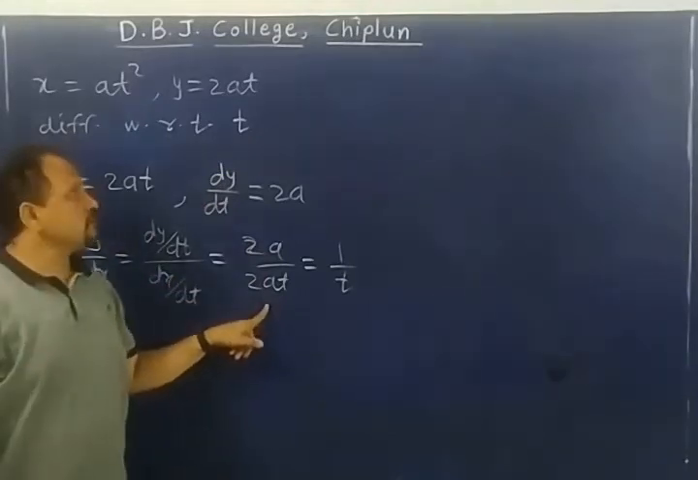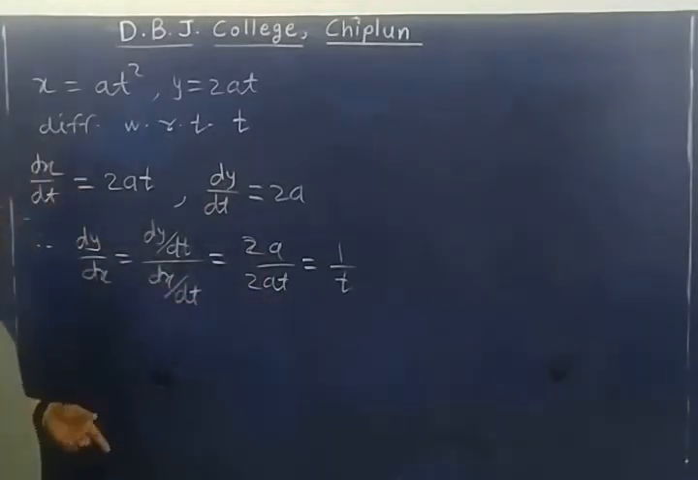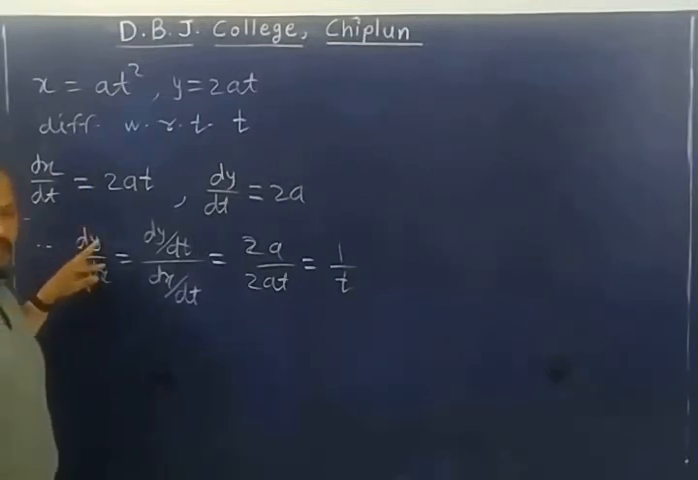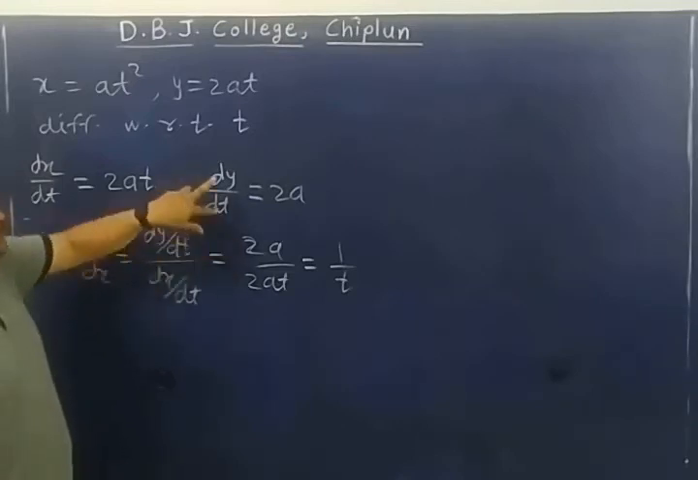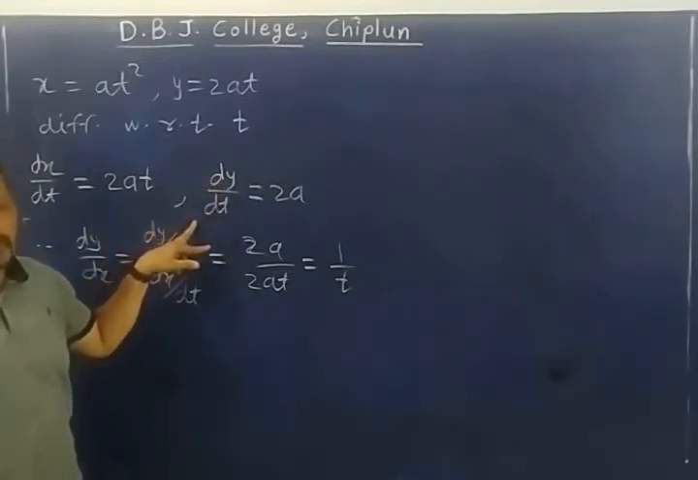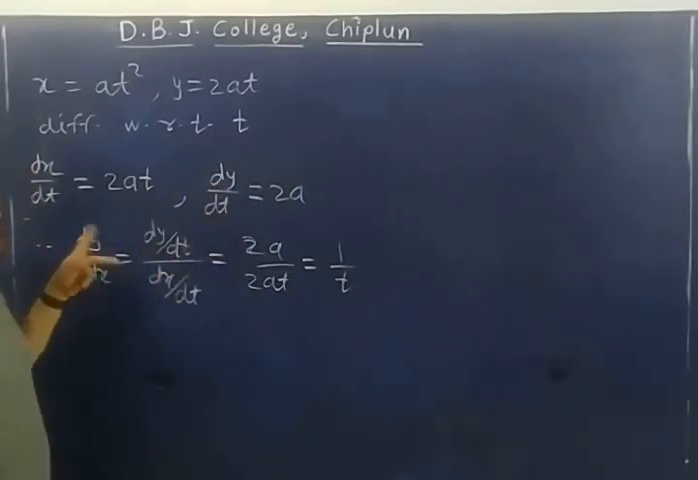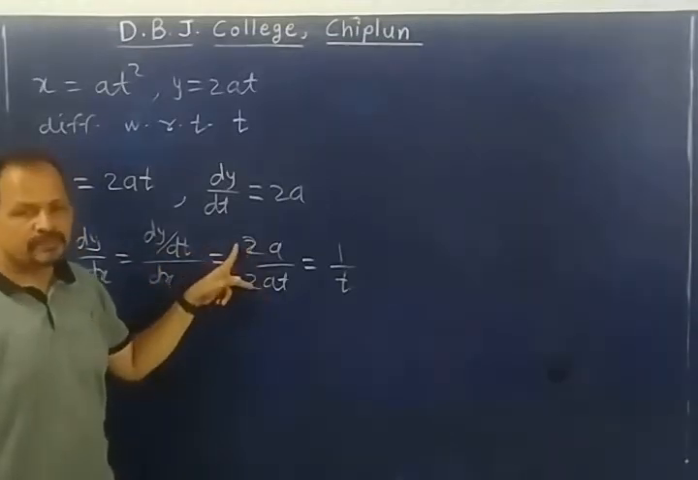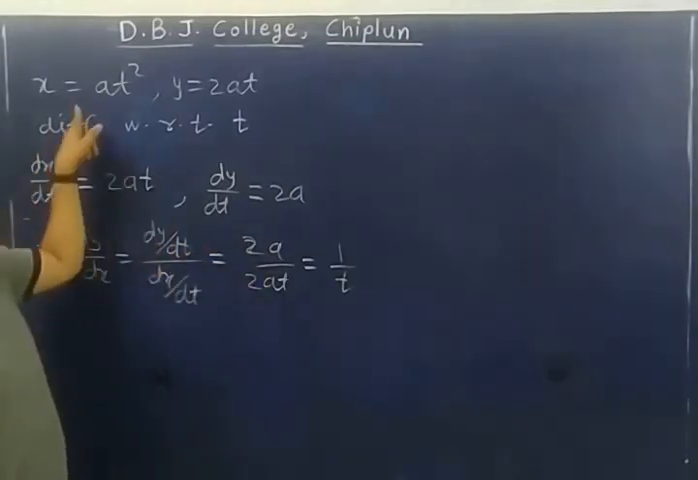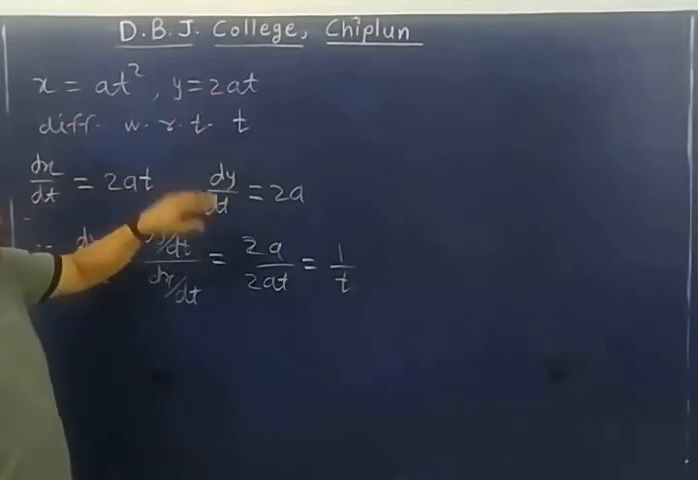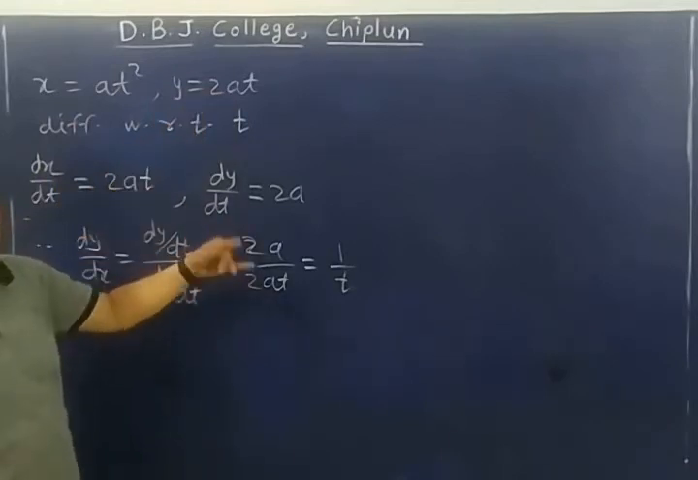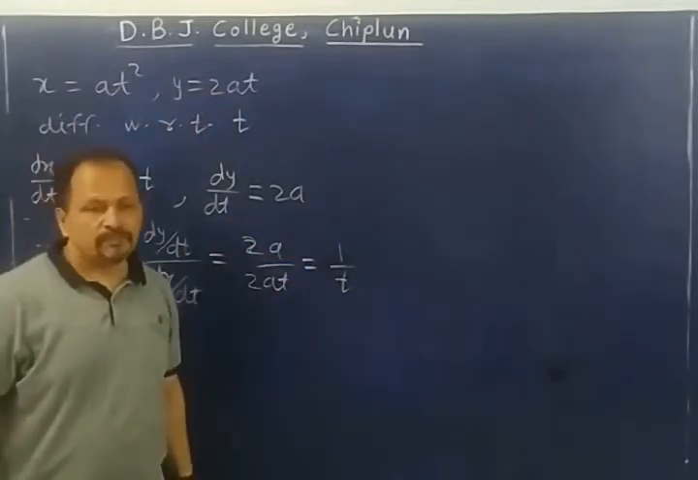Read the question carefully. What do we want? If we want dx by dy, then the opposite thing is correct. But if we want dy by dx, then this is correct. Please note this while solving the problems. Many times you interchange this and you get the reverse answer.